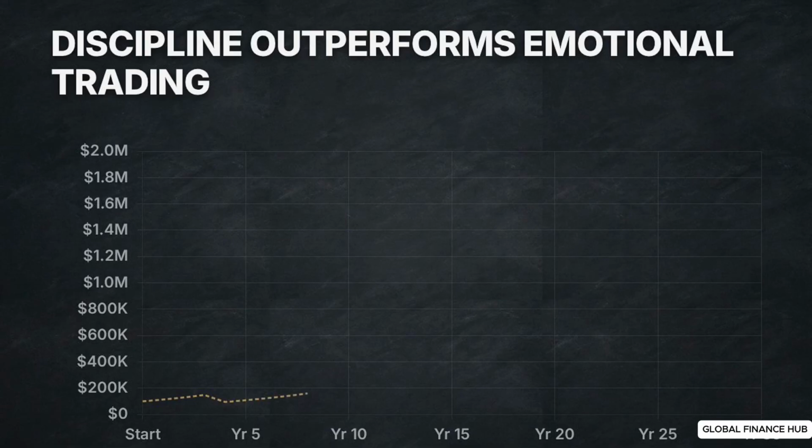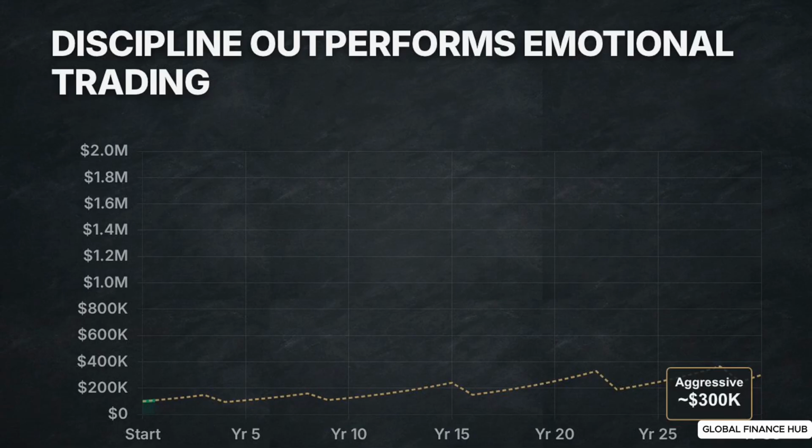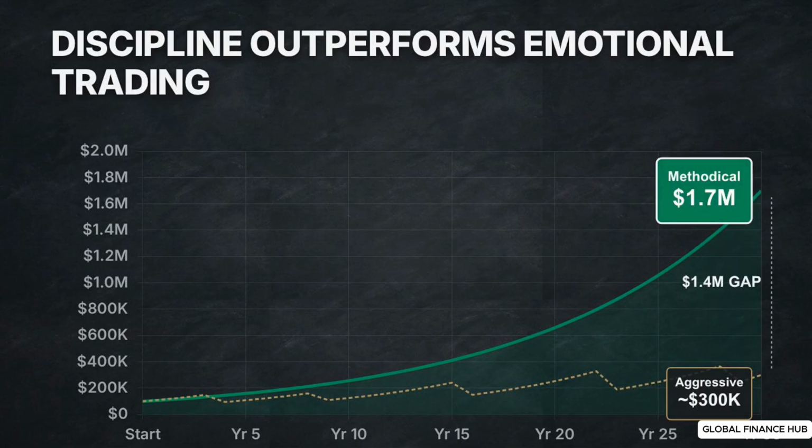This chart maps 30 years of behavioral data. Line A represents an aggressive investor who frequently trades on emotion. Line B represents a methodical, passive investor who maintains a steady allocation. Despite chasing a 14% yield, the aggressive investor's friction and panic selling leave them with approximately $300,000. Now watch the methodical investor's trajectory. Consistency and zero interruptions compound their capital to $1.7 million.